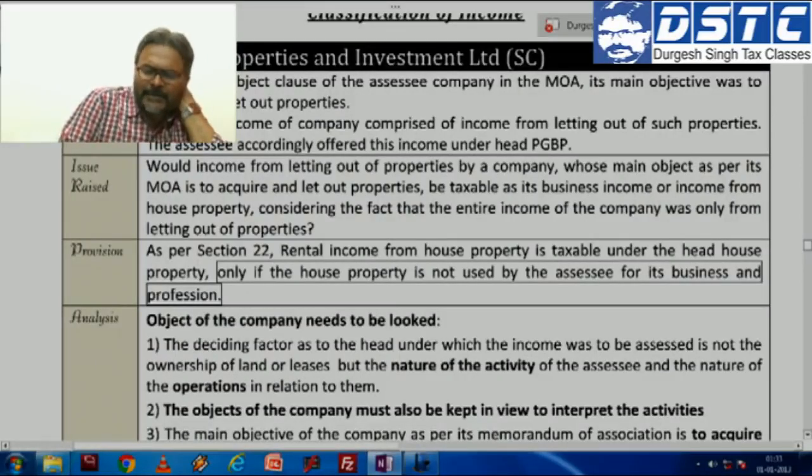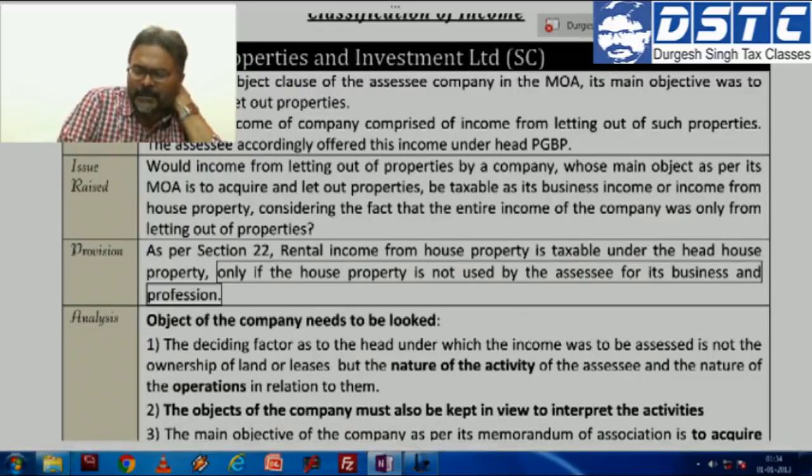What it says is that the rental income from house property is taxable under the head house property only if the house property is not used by the SSE for its business and profession. So if the SSE happens to use this house property for the purpose of its business and profession, then the rental income arising from such house property will not be charged under the head house property. This is the provision which has been there.